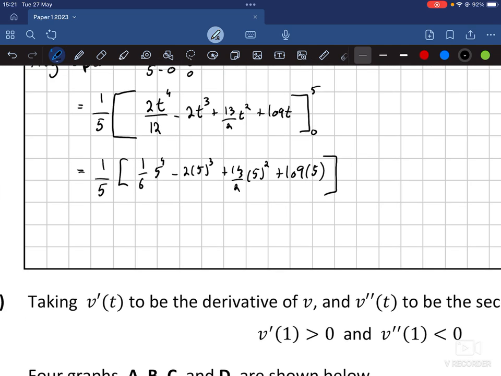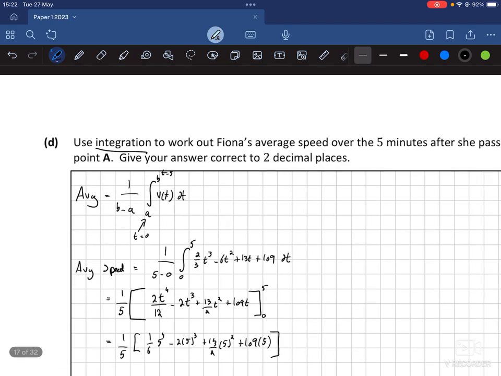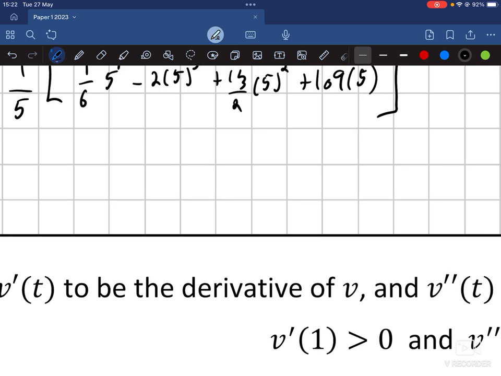So now we just put this into your calculator and then just remember to give it in the right unit. So 1/5, 1/6, minus 2/5 cubed plus 13/2, 5 squared. Okay, and then what does it ask us to do? To 2 decimal places. It's 112.33 kilometers per hour.